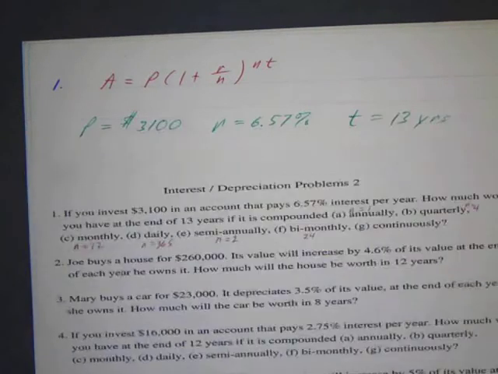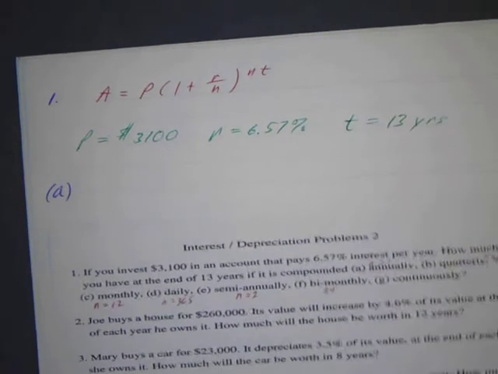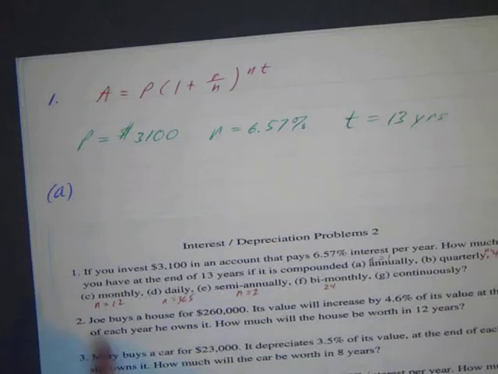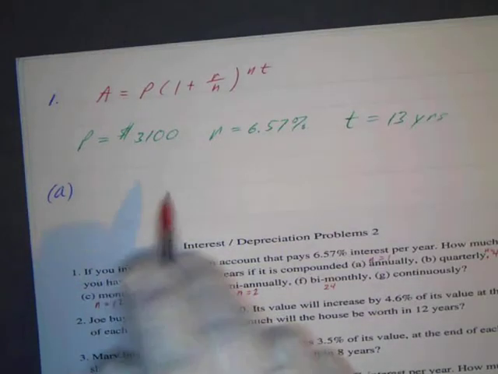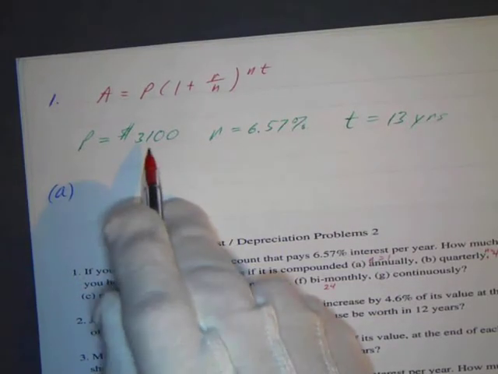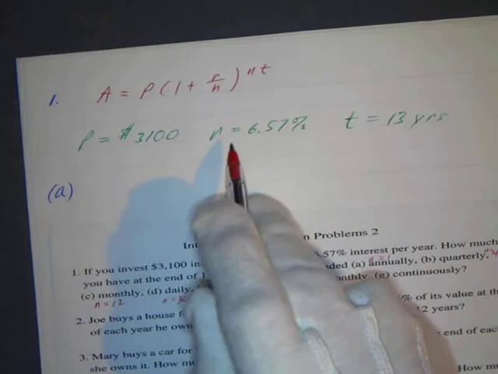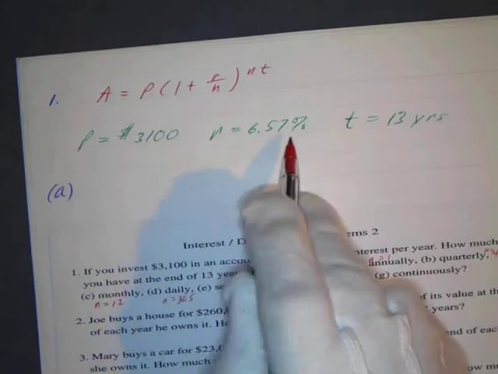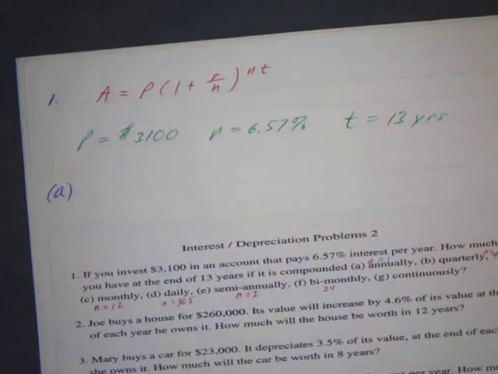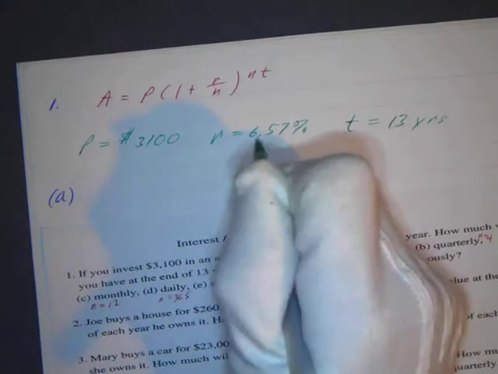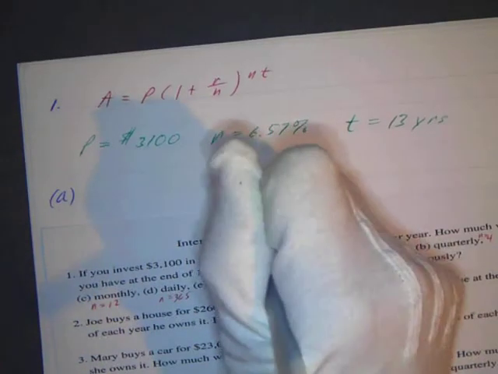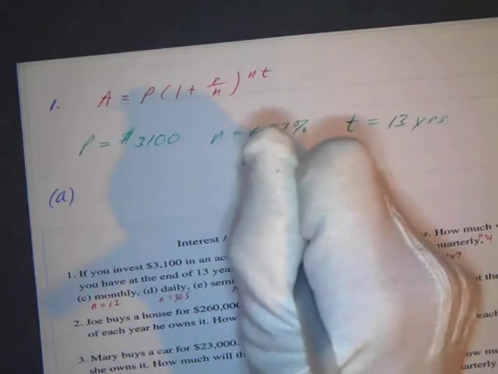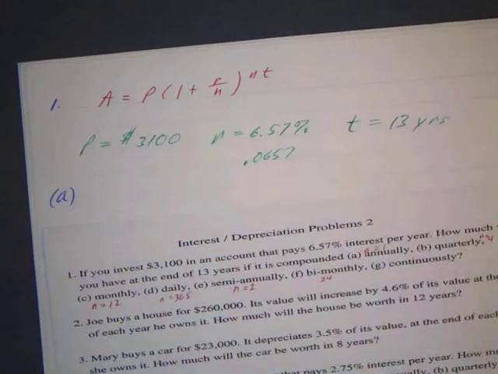All right, so we write down our data. P is 3,100. That's my principal, or my initial amount. My rate is 6.57%, so I need to change that to a decimal. When we change a percentage to a decimal, we move the decimal point 2 places to the left. So that's going to be 0.0657. And my time is 13 years.